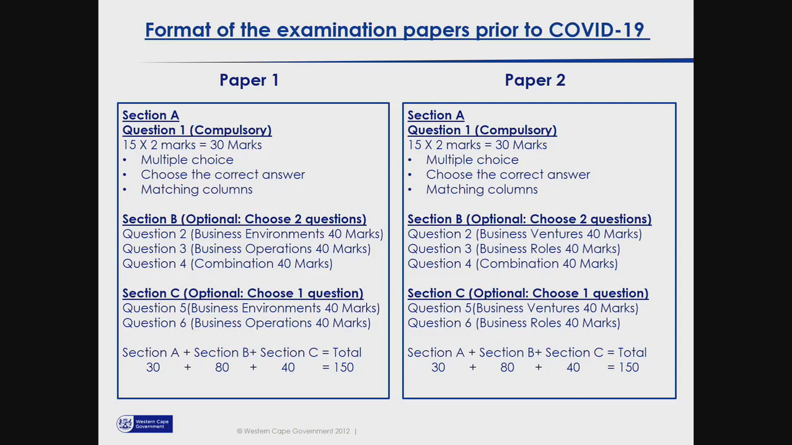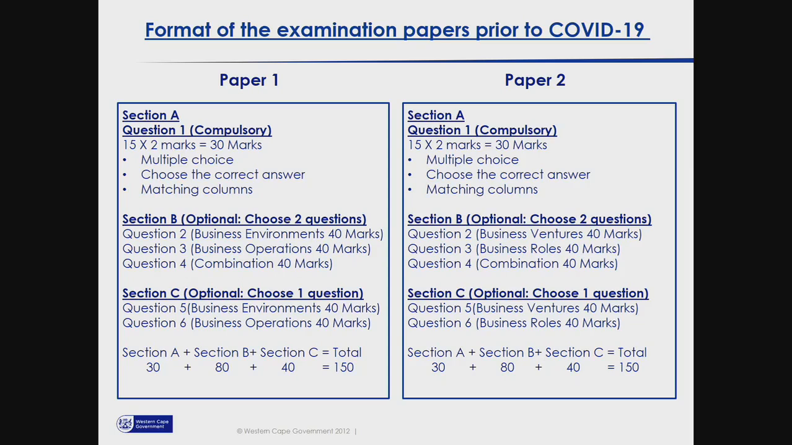Then in section B, again, you're going to have 3 questions, of which you have to answer only 2 of those questions. Question 2 will be only on topics that fall under the main topic of business ventures. Question 3 will only be on business roles topics. And then again, question 4 will be a combination question where 20 marks will be on business ventures and 20 marks will be on business roles.